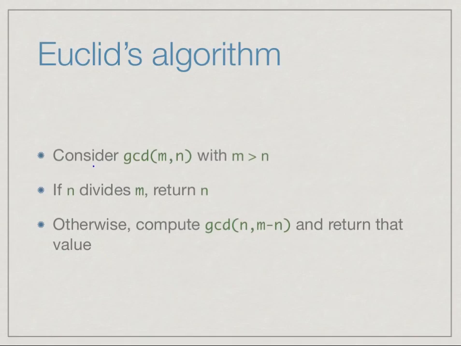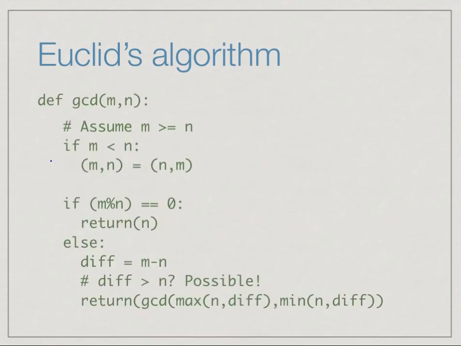So here is the first version of Euclid's algorithm. So consider the value GCD of M, N, assuming that M is greater than N. So if N is already a divisor of M, then we are done and we return N. Otherwise, we transform the problem into a new one, and instead of computing the GCD of M and N that we started with, we compute the GCD of N and M minus N and return that value instead.